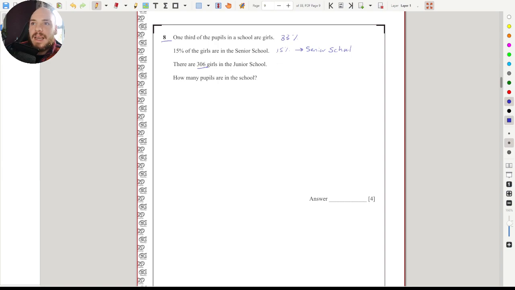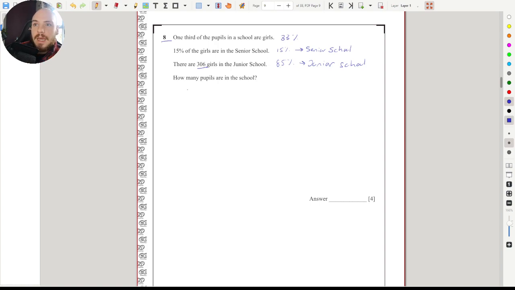So now the girl population is divided: 15% in senior school, so that would leave us with 100 minus 15 for junior school, which would be 85%. Yeah, so 85% are in junior school. Hopefully that makes sense. If 15% are in senior, then you'd have to have the other 85% in junior school.